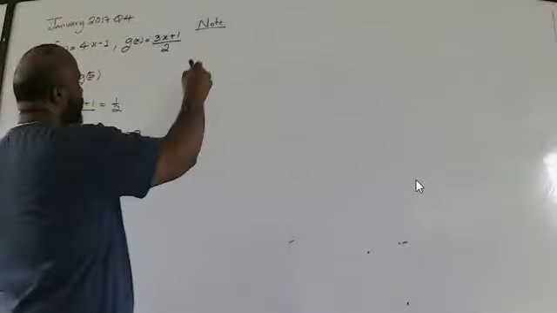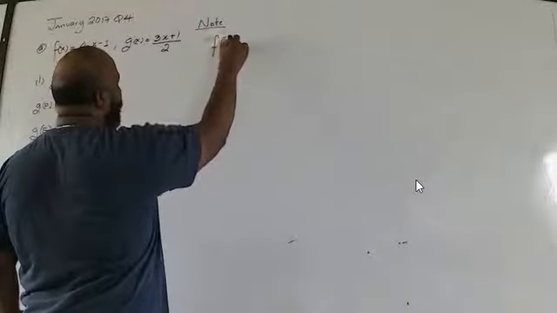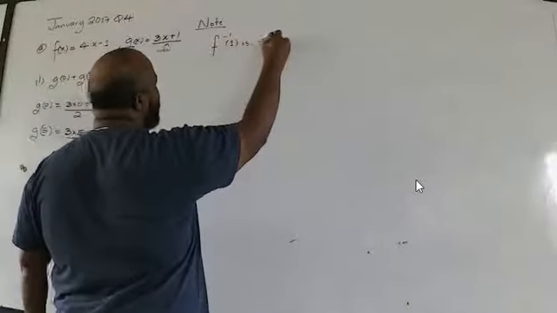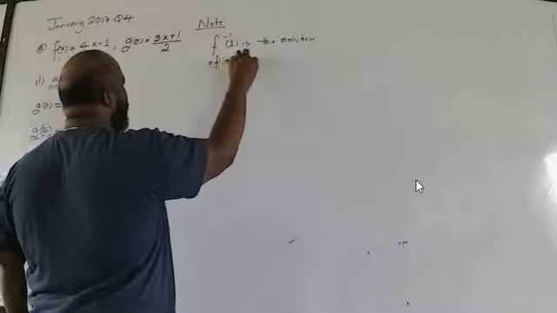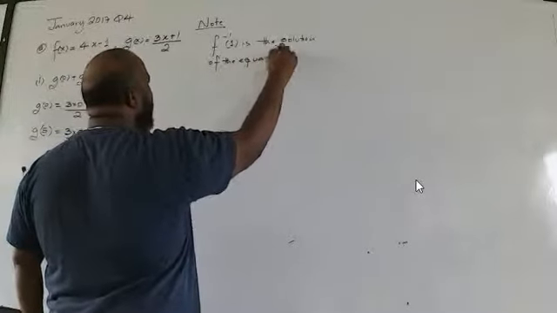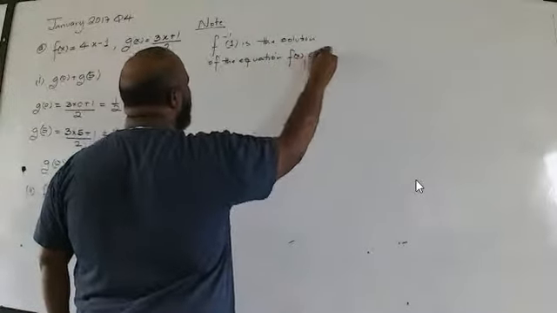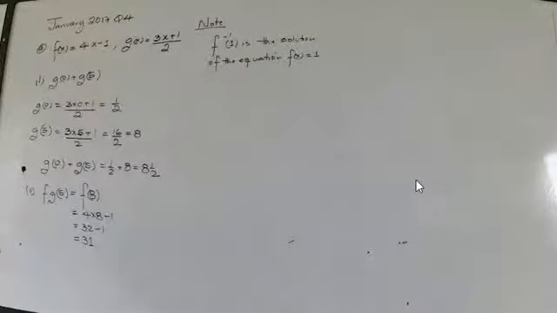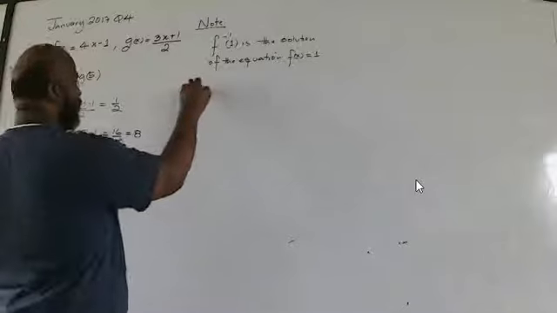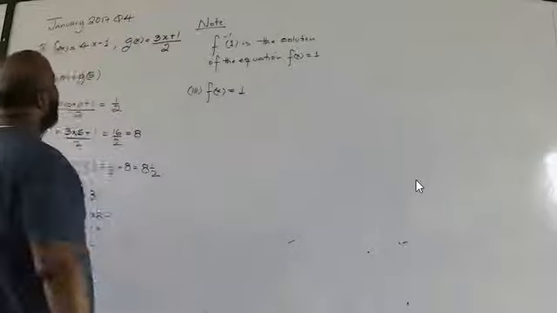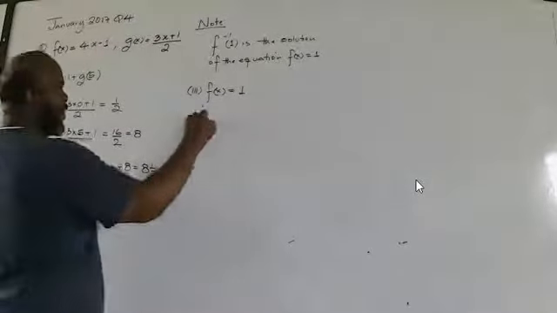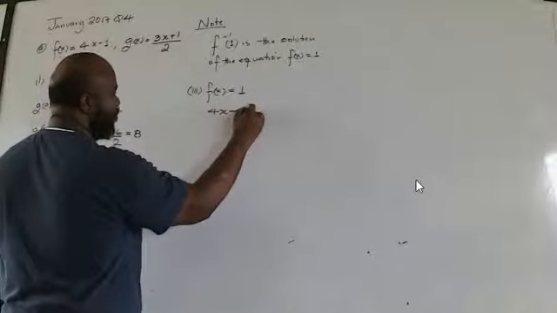I would have told you that f inverse of 1 is the solution of the equation f of x is equal to 1. So if I want to get the answer for f inverse of 1, I'm going to solve the equation f of x is equal to 1. So let's do it now. f of x is equal to 1. But what is f of x? 4x minus 1. So this is 4x minus 1 is equal to 1.